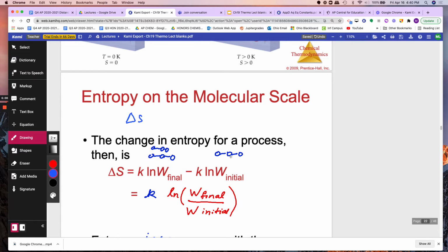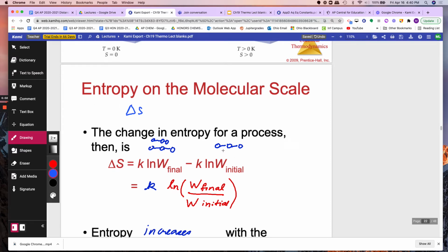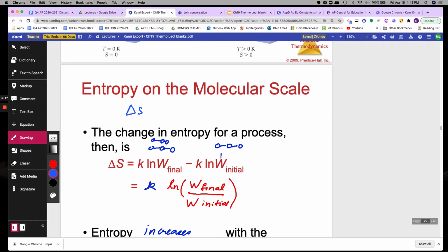Let's say in the initial one, you're only able to take this picture. Let's say that's 1. The microstate is only 1. Over here, you heated it up. First it was not moving, and then you heated it up. So now this molecule is able to move a little bit closer as it vibrates. Let's say this becomes 2.